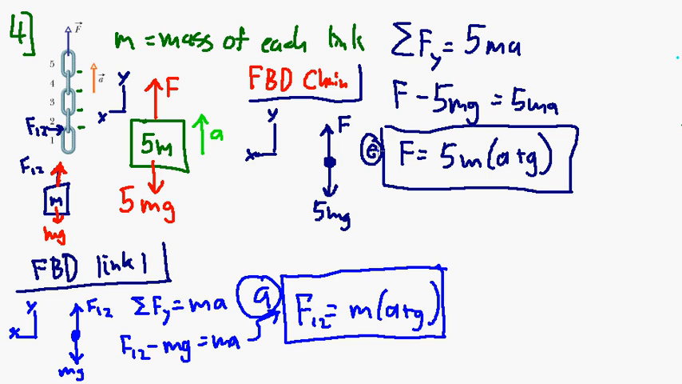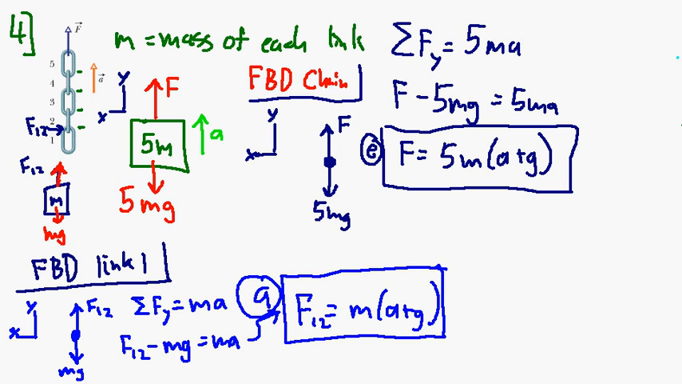We've gotten the force that lifts the entire chain, and we've got the force that acts just on link 1, between link 1 and link 2. Okay? This top force here, the force acting on the entire chain, is 5m times (a plus g). The force acting on the bottom link is m times (a plus g). So this force lifting all five links is five times as much as the force lifting one link. Is that a pattern? And if so, can we use it?